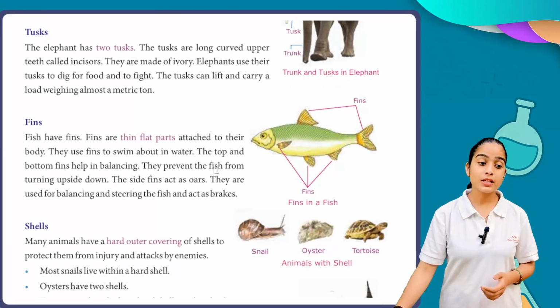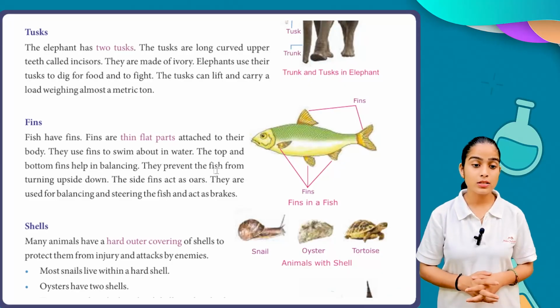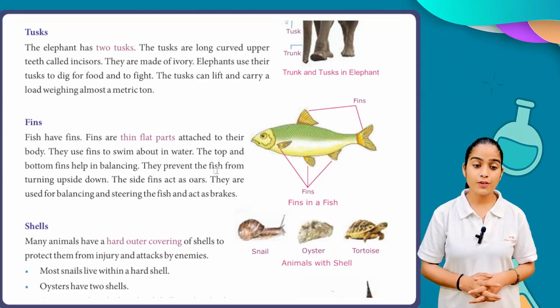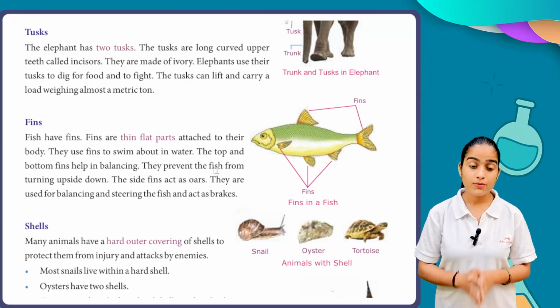Next we have the tusk. The elephant has 2 tusks. The tusks are long curved upper teeth called incisors. They are made of ivory. Elephants use their tusks to dig for food and to fight. The tusks can lift and carry a load weighing almost a metric ton.